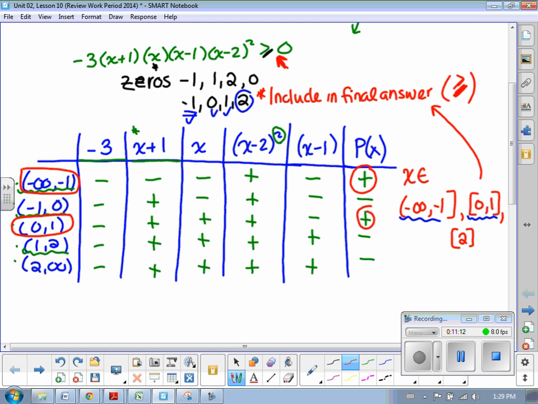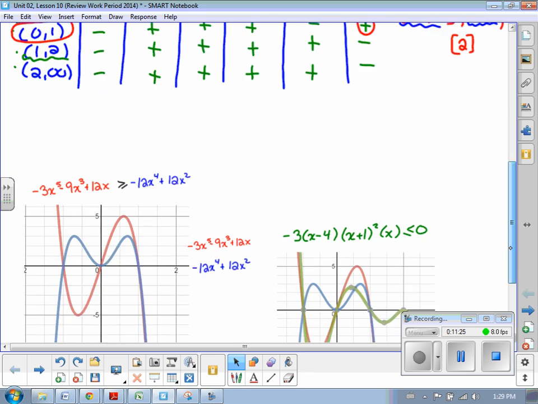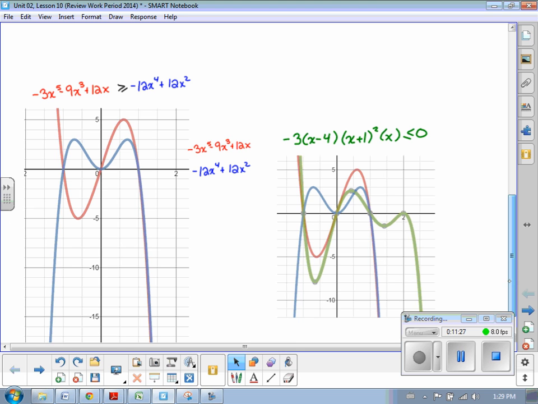Everything between -infinity and -1, including -1, everything from 0 to 1, including 0 and 1, and the number 2 all by itself. I will very quickly just show you what the graphs look like for this. So on the left are my two original graphs. This was the original question right here. We wanted to know when the red graph was bigger than or equal to the blue graph, and it matches up to what we said as our final answer. So if you took your time and looked at that, it would match up to our answer.